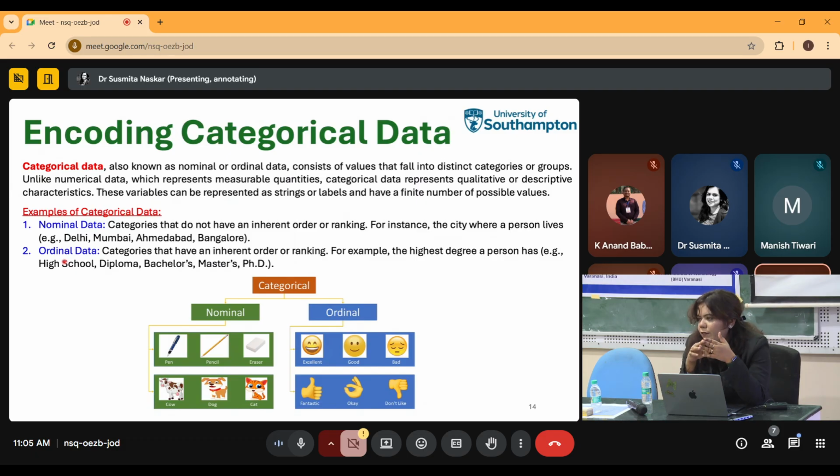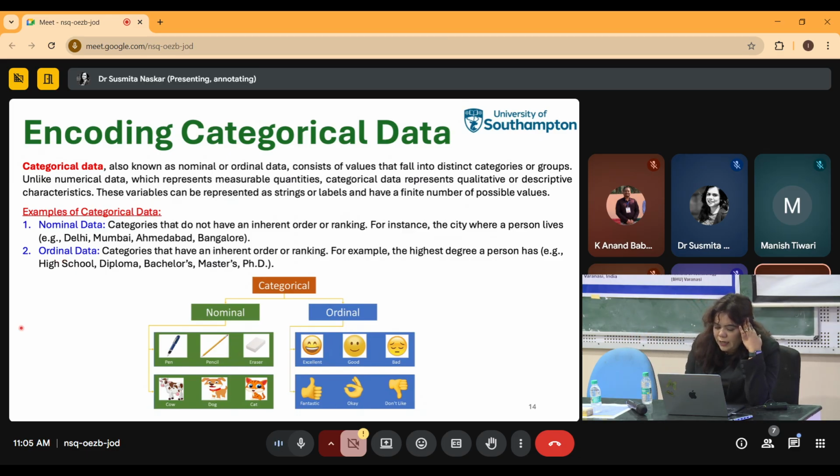For example, education level, like high school, then diploma, then you do your bachelor's, master's, PhD, or rating like bad, good, best, excellent, something like that. So the ordinal will always have a meaningful order, okay? Whereas when you talk about nominal data, they do not have any kind of natural order. They talk about different products, different cities, different animals, something like that, okay?